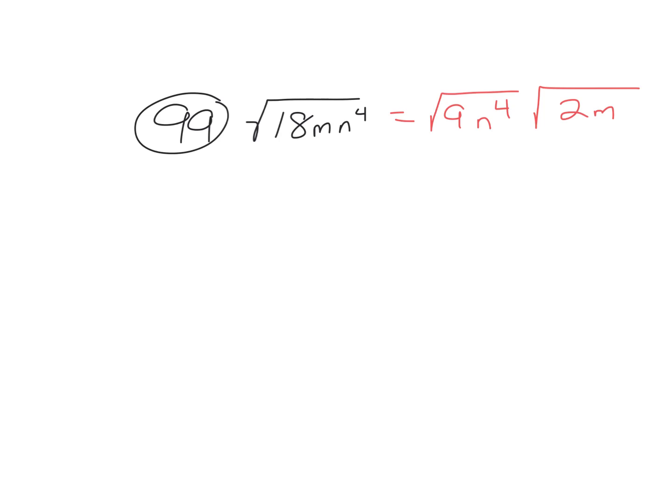Step 3, simplify. Square root of 9. 3, square root of n to the 4th. Yep. Think 4 divided by 2. And then what do I do with the bad? Keep it. Yep. Good. Questions on that one?